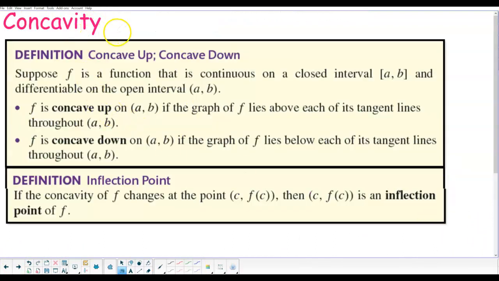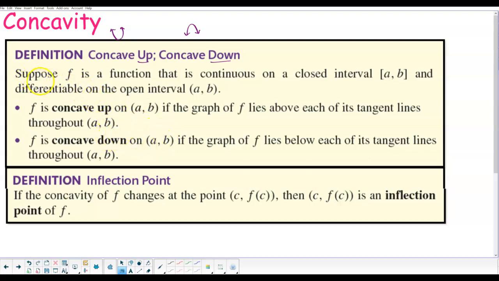All right, the next idea is this idea of concavity. Concavity is talking about a shape that goes concave up or concave down. So concave up, think of holding water. Concave down, think of a parabola opening downward. The water runs off. So that's the difference between concave up and concave down. So how does that relate to the function and its derivative?